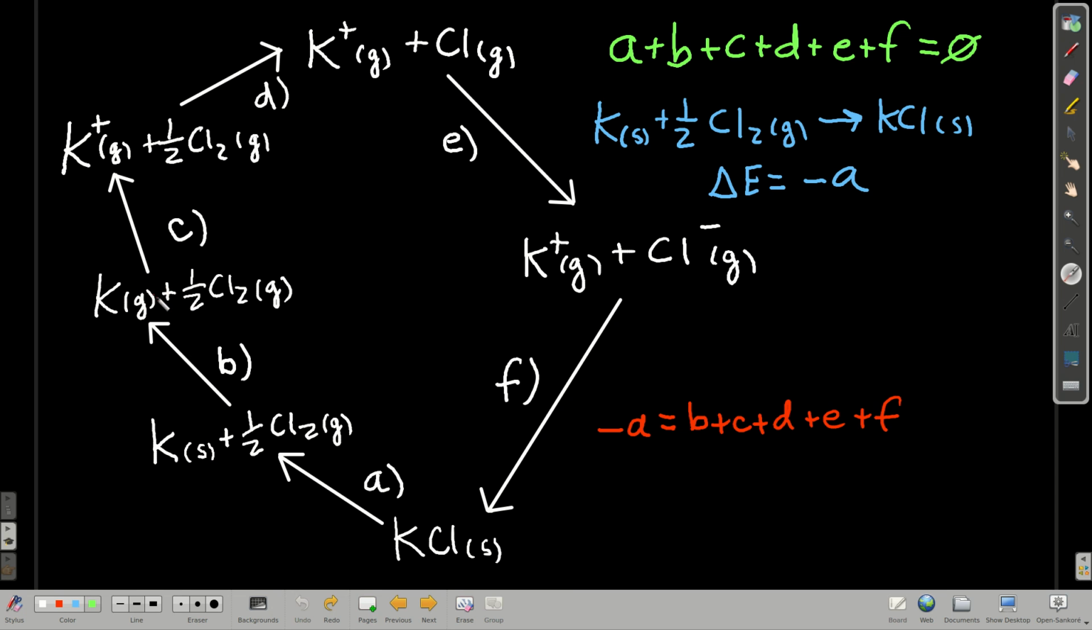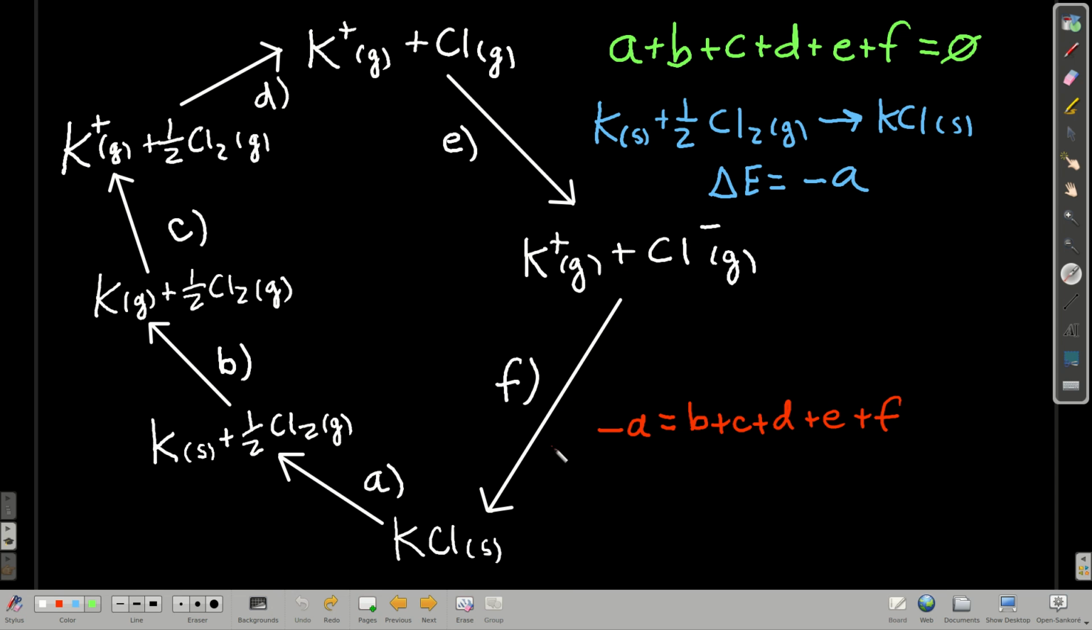The next step is to create the cation. In this case, it's potassium with a +1 charge, so this step right here is the first ionization energy for potassium. Next step is to break any bonds. So here we have this chlorine molecule. We have to break the chlorine atoms apart: 1/2 a mole of chlorine gets broken into 1 mole of chlorine atoms. And then we make the anion. We add the electron onto chlorine in this case. Electron affinity for chlorine would be the change in energy for this step, and it's Cl-.